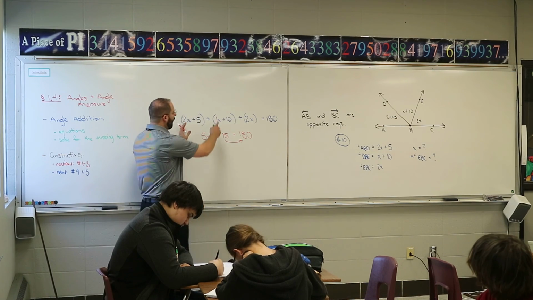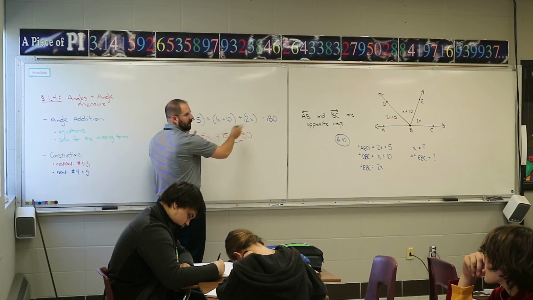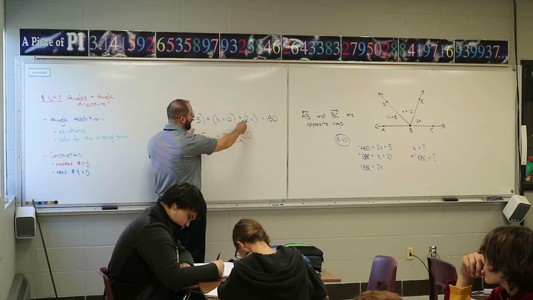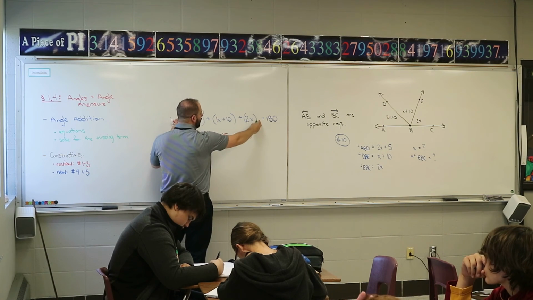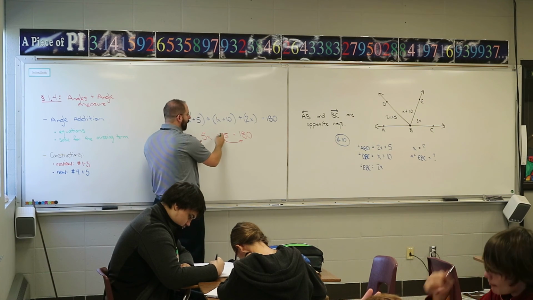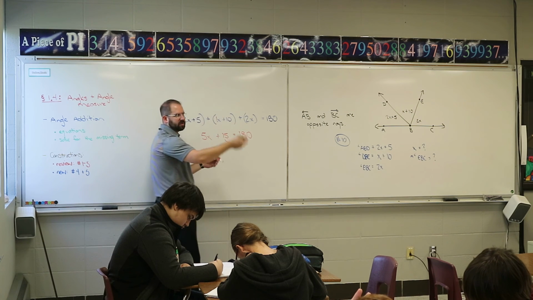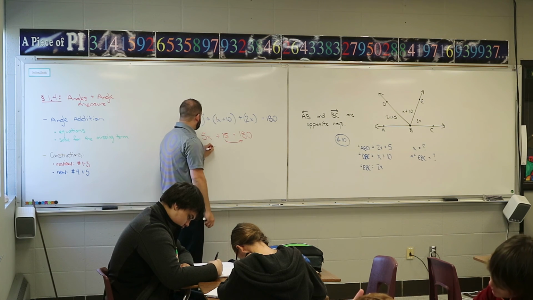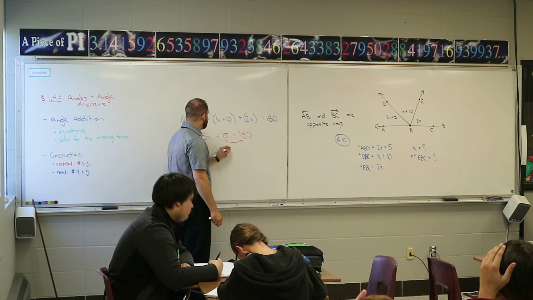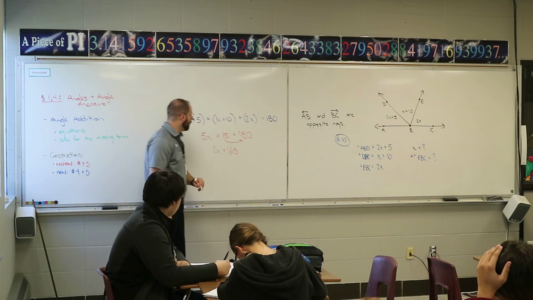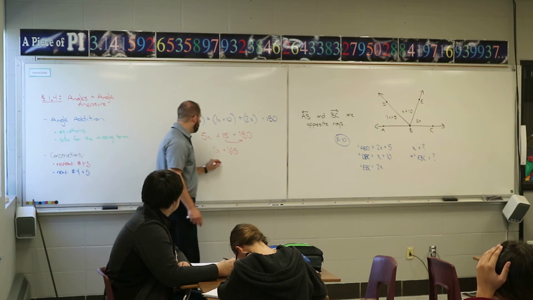Notice, when I'm adding like terms, I'm not subtracting or anything like that. I'm just looking at what things match, because I'm on one side of the equal sign, so I can just add them up. Then when I move it across the equal sign, that's when I start subtracting and doing opposites. So if I subtract that 15 across, I get 165, and then divide by 5.